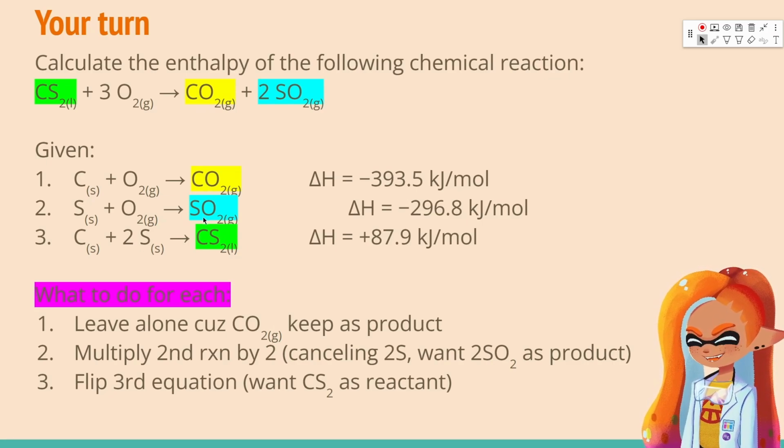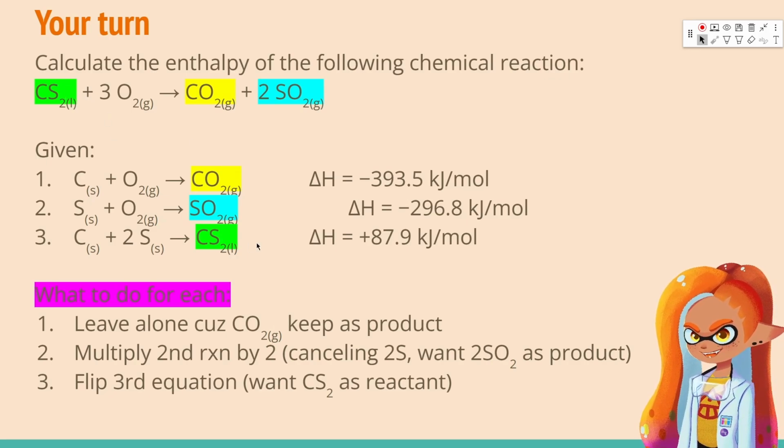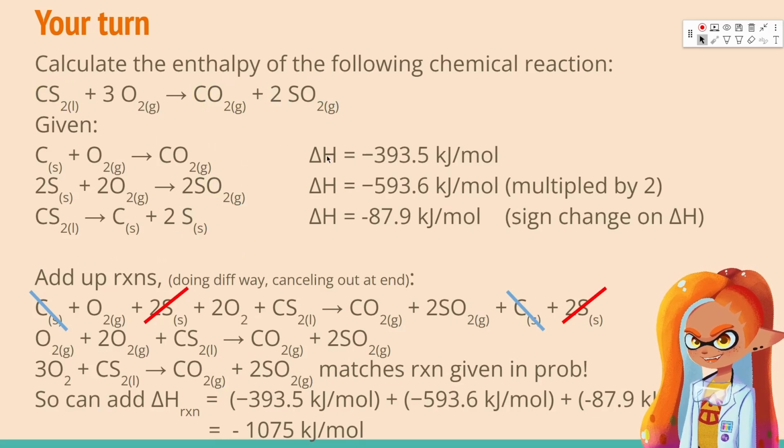I have SO2. So SO2 in the overall has 2, but this is only 1. So I'm going to multiply that out. Cool. And then I have the CS2. I have it as a reactant here, but I have it as a product here, so I'm going to go ahead and flip it. And so I go ahead and do that here. So I explained what I did. I multiplied the delta H by 2, and then this one I changed the sign because I flipped the whole reaction.